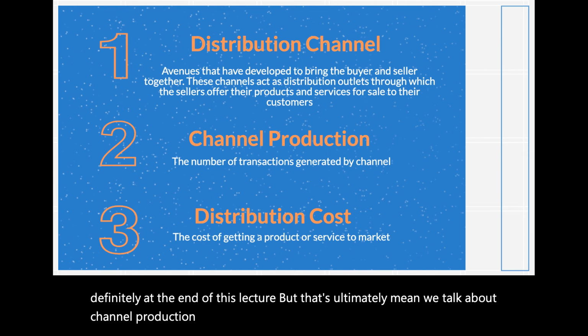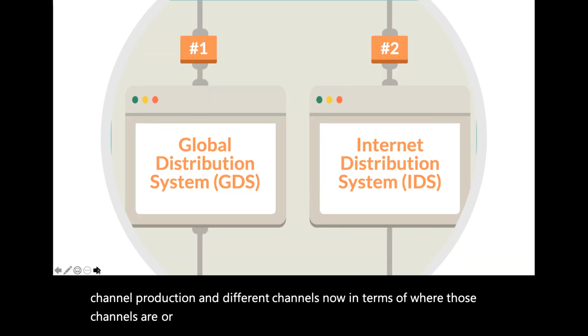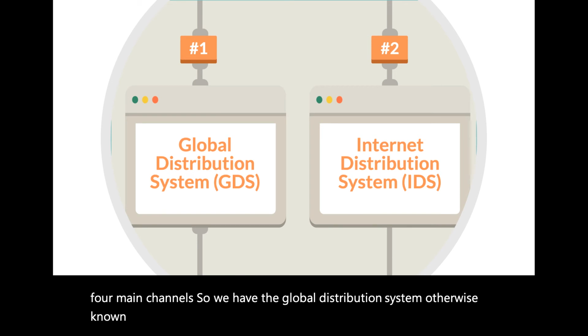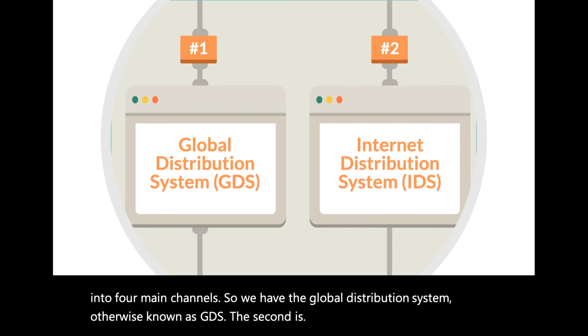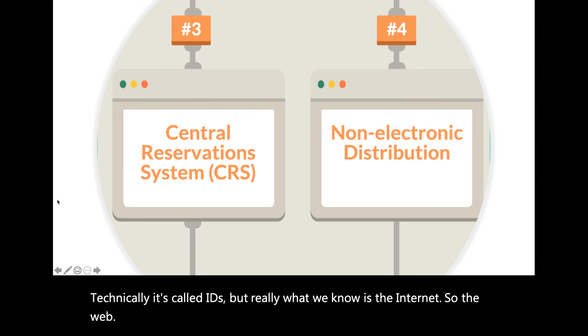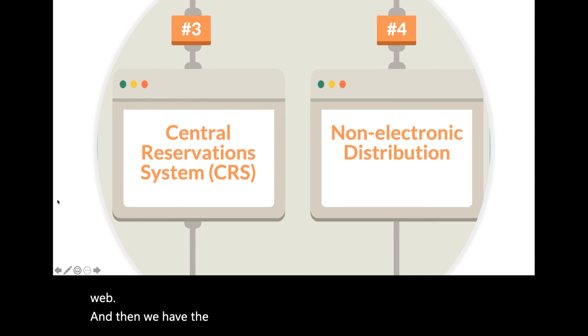Now, in terms of what channels are available, we're going to break it up into four main channels. We have the Global Distribution System, otherwise known as GDS. The second is, well, technically it's called IDS, but really what we know is the internet, so the web. And then we have the Central Reservation System, and finally Non-Electronic Distribution. So let's take a look at a GDS first.